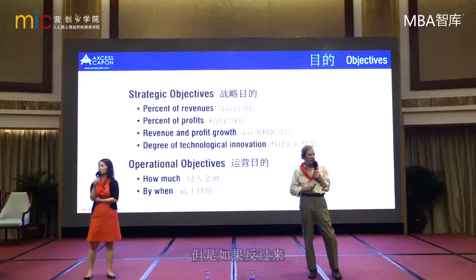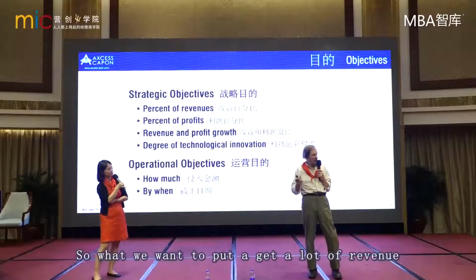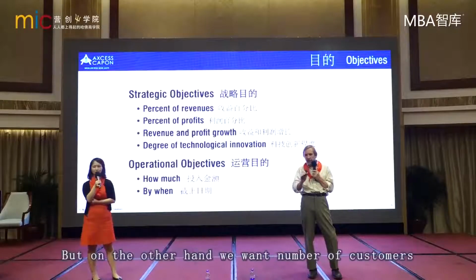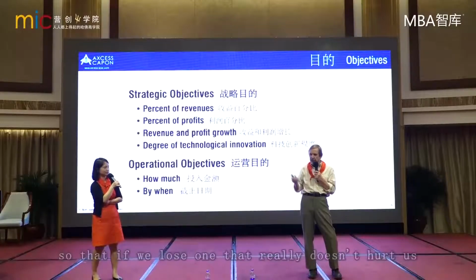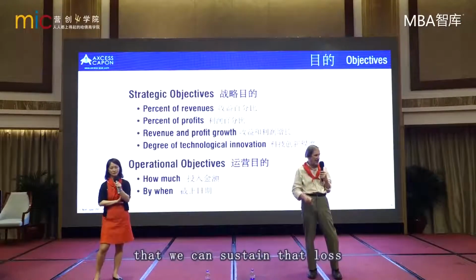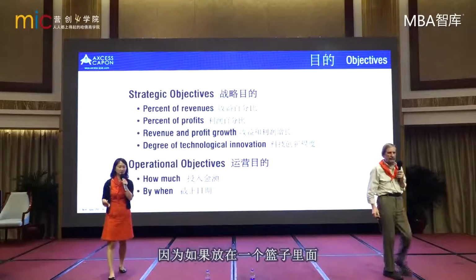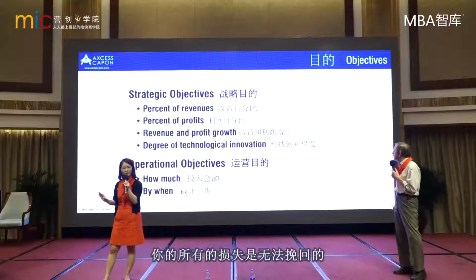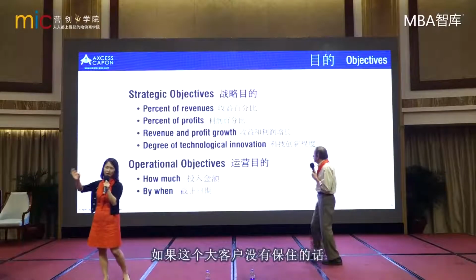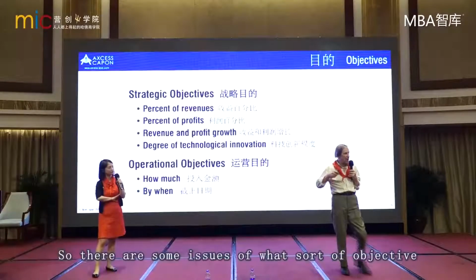So what we may want to do is say, well, yes, we want to get a lot of revenue out of these major customers, but on the other hand, we want a sufficient number of customers so that if we lose one, that really doesn't hurt us, that we can sustain that loss. An important lesson is not to put all your eggs in one basket. So there are some issues of what sort of objective is it?